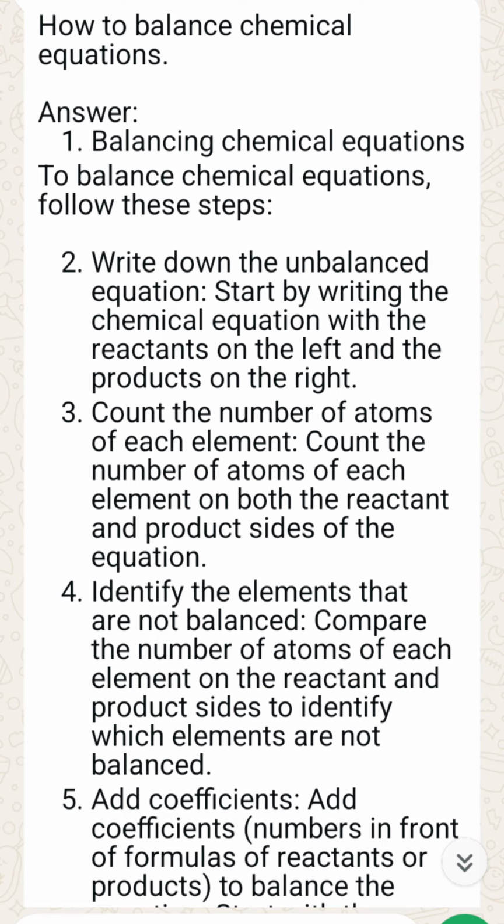3. Count the number of atoms of each element. Count the number of atoms of each element on both the reactant and product sides of the equation. 4. Identify the elements that are not balanced. Compare the number of atoms of each element on the reactant and product sides to identify which elements are not balanced.